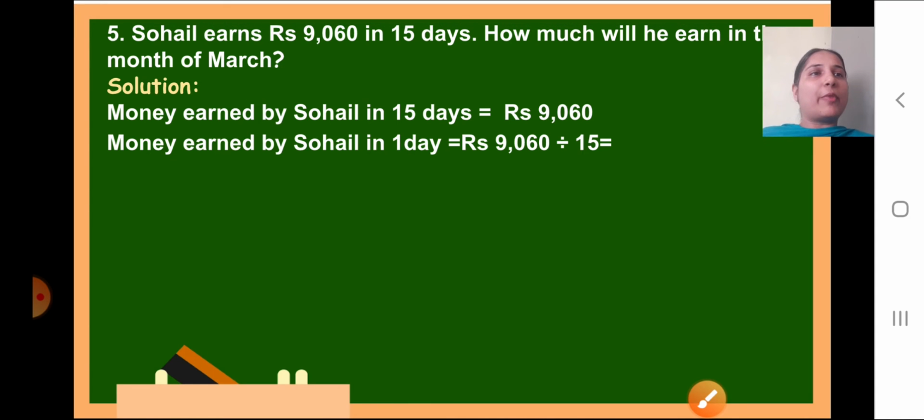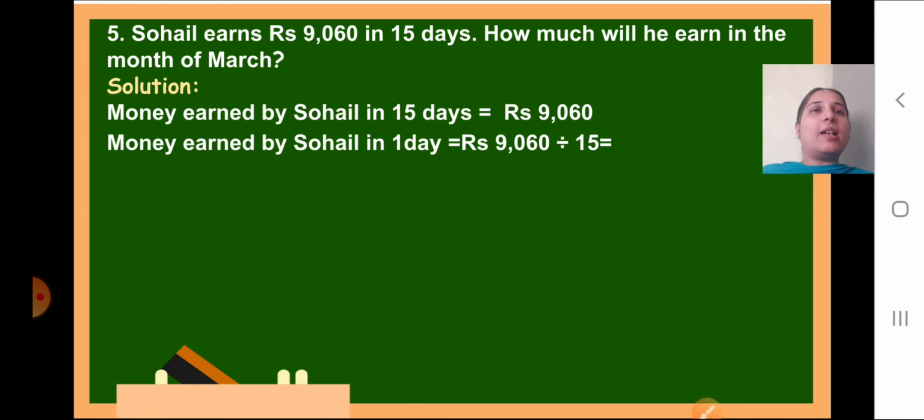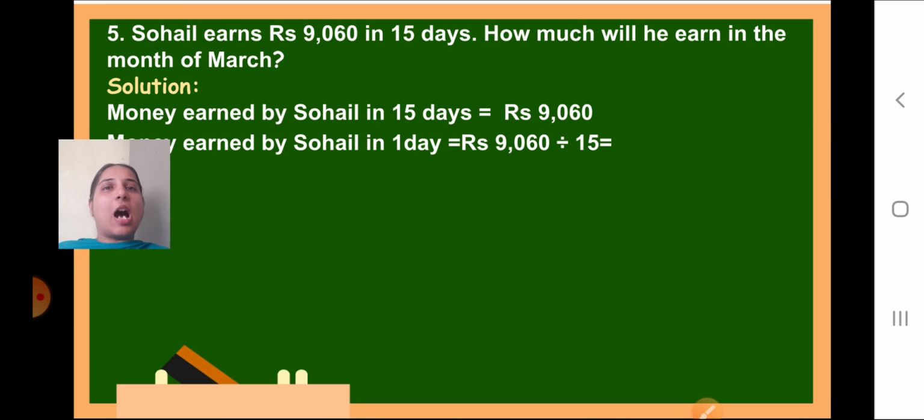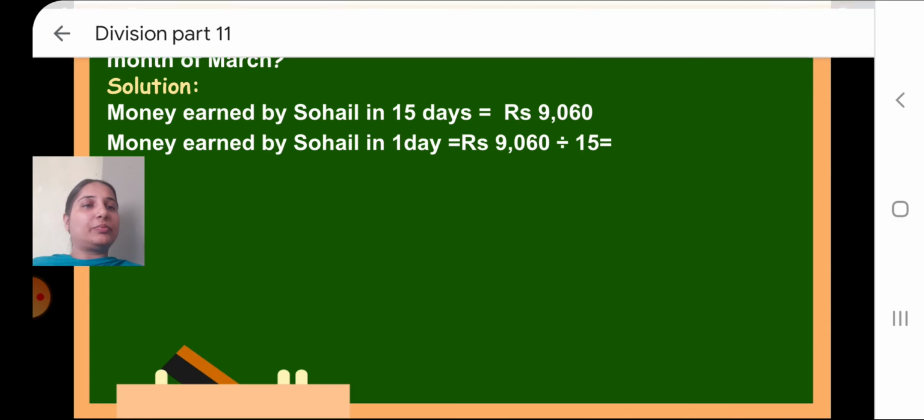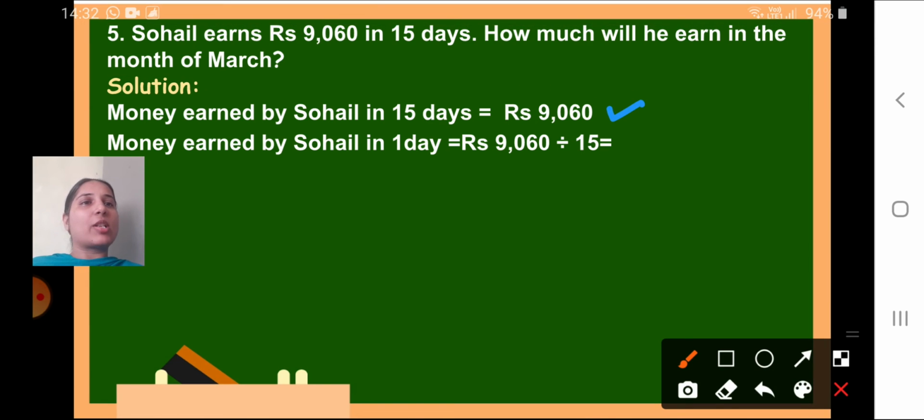Now question number 5 is, Sohail earns rupees 9,060 in 15 days. How much will he earn in the month of March? So children, first what is being given? How much money does he earn in 15 days? He earns rupees 9,060. That is given here. In how many days? 15 days. So now we will find the money earned by Sohail in one day.